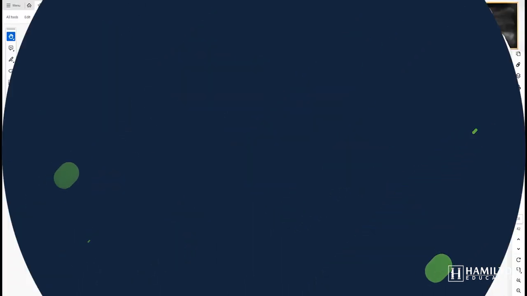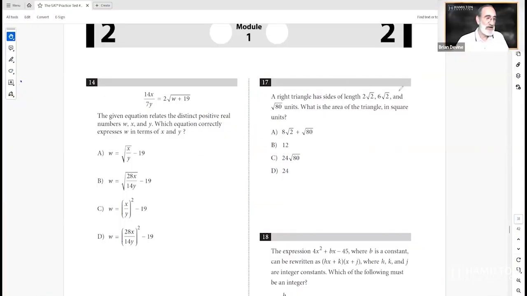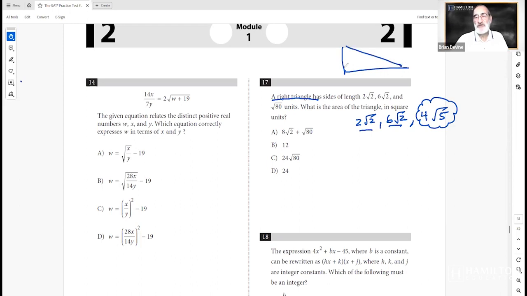Question 17. A right triangle has side lengths of 2 root 2, 6 root 2, and root 80 units. So that's 2 root 2, 6 root 2, and root 80, which I could write as 4 root 5. Now, the longest of those 3 would be the 4 root 5. You can put them in your calculator and see that. So that's got to be the hypotenuse because this is a right triangle. So these are the legs.